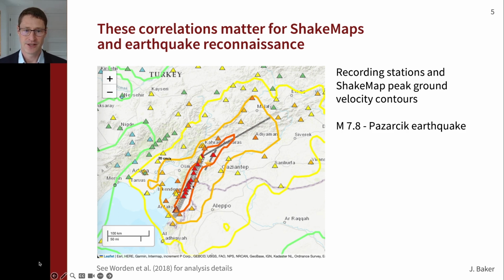And then the colored contours are contours of predicted peak ground velocity, the metric of ground shaking intensity in this map. And those contours are produced using ground motion models to predict expected amplitudes, and then using those stations with some spatial interpolation, understanding the correlation to infer deviations from the ground motion model in space. I'll note this Warden et al. paper for some of the analysis details, but these contours are taking into account that spatial correlation we've just been discussing.